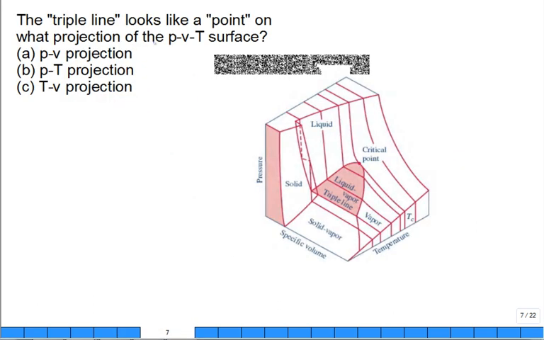The triple line looks like a point on what projection of the PVT surface? On the PV projection, the PT projection, or the TV projection? Yeah, we got a clicker going. I didn't say I asked hard questions, but it makes you think, doesn't it? It makes you think.